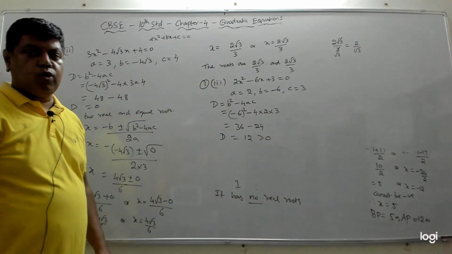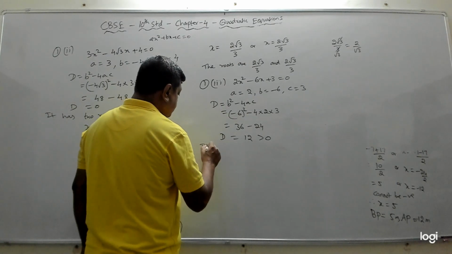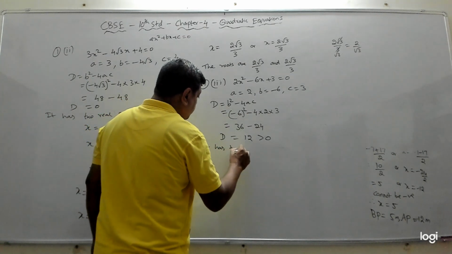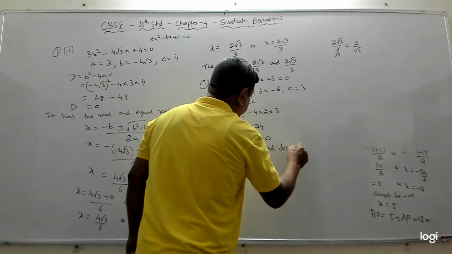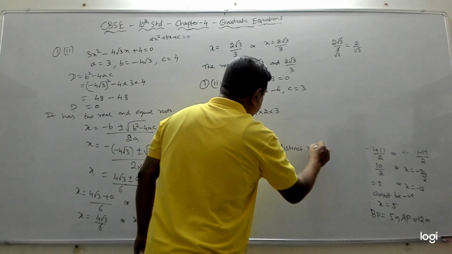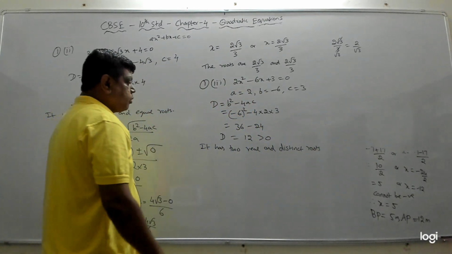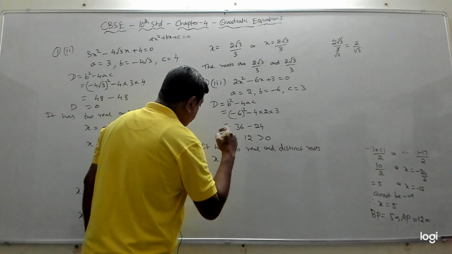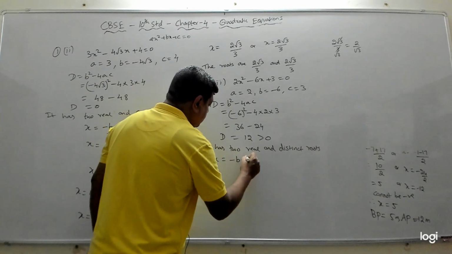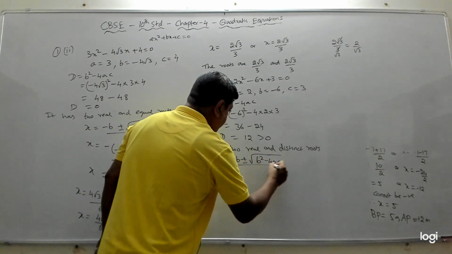When D is greater than 0, we can say it has 2 real and distinct roots. So we can solve and find the value of the roots, the zeros or the solution. X is equal to minus b plus or minus square root of b square minus 4ac by 2a.